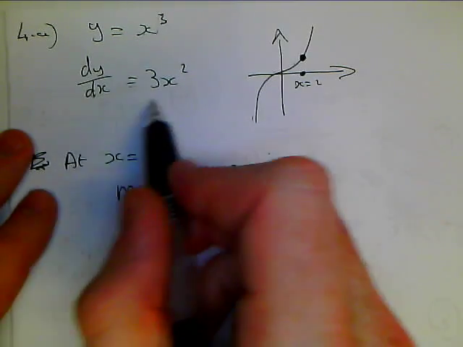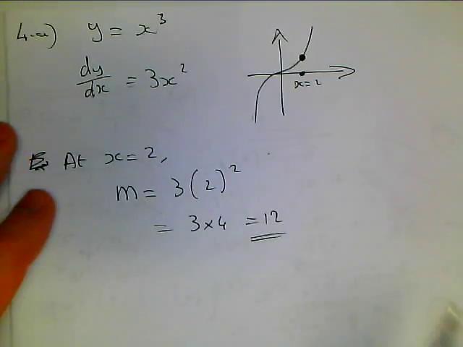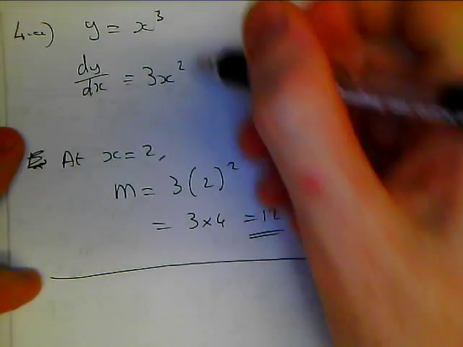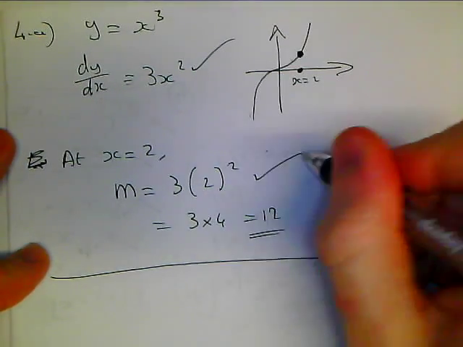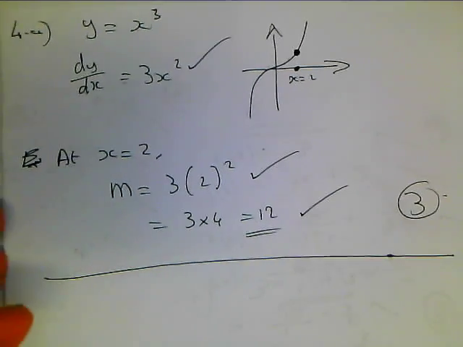Because this thing here, remember, is a formula for steepness. And the steepness is different everywhere, so it can't just be a number. Mark allocation, 1 for differentiating, 1 for subbing, 1 for your answer. Very generous 3 marks there, folks.